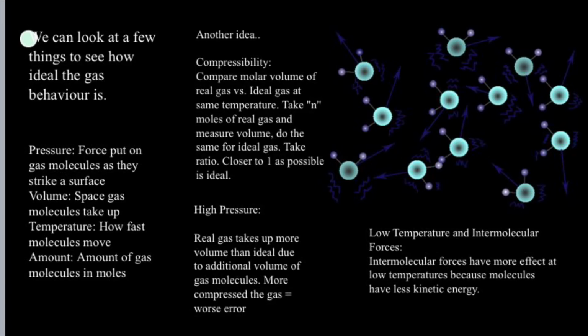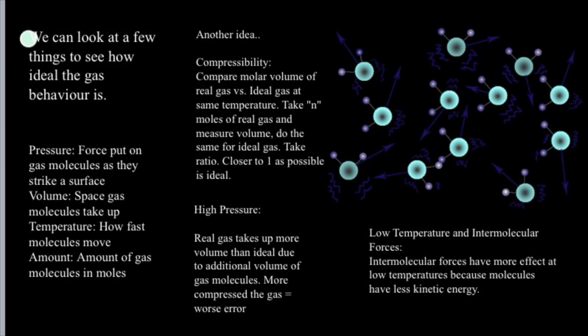Compressibility: we can compare the molar volume of real gas versus ideal gas at the same temperature. Then we take the n constant, which is moles, of real gas and measure the volume. Then we do the exact same thing for the ideal gas. We take the ratio of the two, and the closer to 1 the ratio is, the more ideal. The further away, the less ideal the gas behavior is.